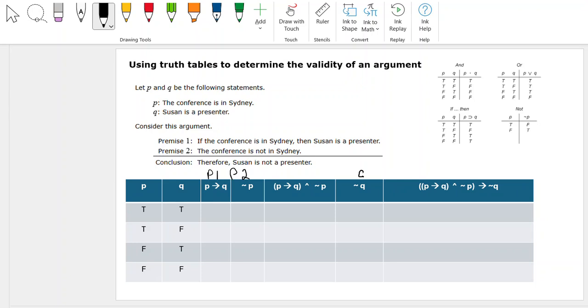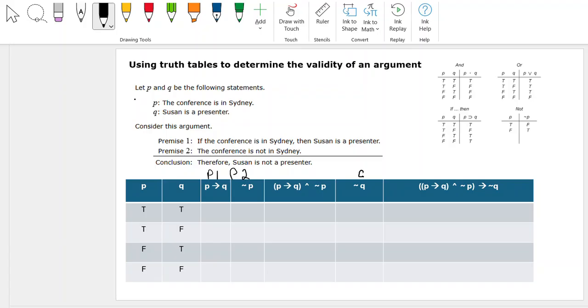This is another video to help you understand the concept of truth tables, using truth tables to determine the validity of an argument. So now we have a little more complex problem, but the basics of truth tables has not changed.